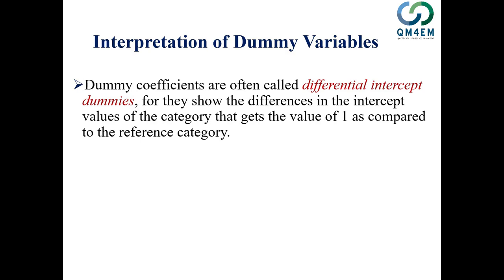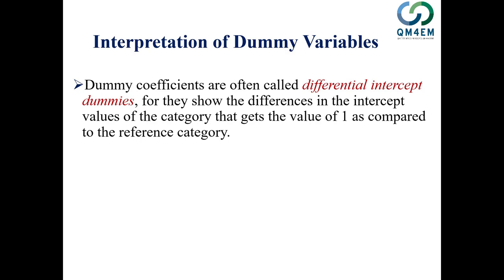So it's like two different curves with the same slope but different intercepts. When you add a dummy variable, you are using a different intercept parameter. It's like defining a different regression line with the same slope but a different intercept when you use these dummy variables. That's why we also call them differential intercept dummies.